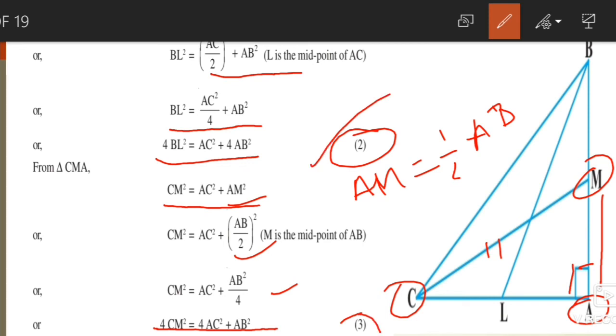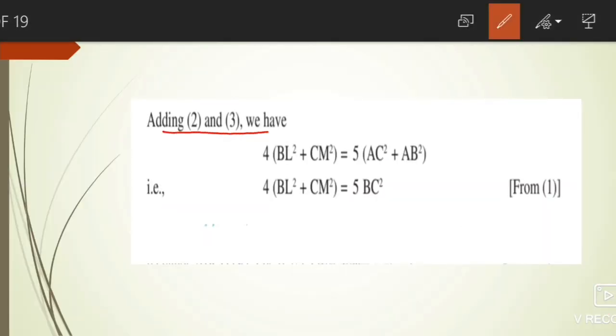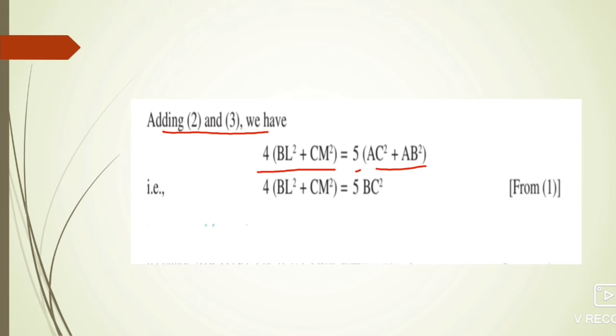Now add equation number 2 and equation number 3. As you can see, the left hand side is 4 BL square plus 4 CM square. So you can take 4 as common, and the right hand side will become 4 into BL square plus CM square. So let's take the next slide. Adding equation number 2 and 3, we have 4 into BL square plus CM square is equal to, you can take 5 common from the right hand side, AC square plus AB square.